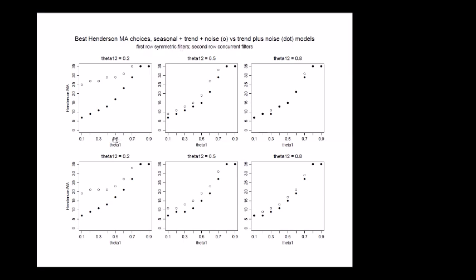So these are the best Henderson MA choices, here for the symmetric and here for the concurrent. The circles are the full seasonal case. The dots are the non-seasonal case. And we notice that when theta 12 is 0.2, the choices diverge substantially. They don't diverge so much for 0.5 and 0.8. Here they coincide where they're hitting the limit of 35. But this is the difference between the two.